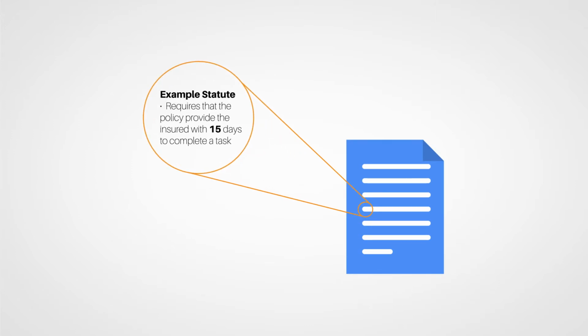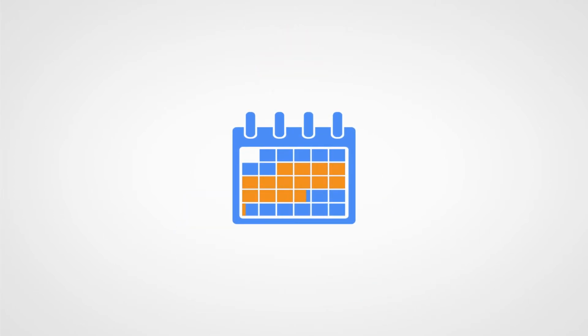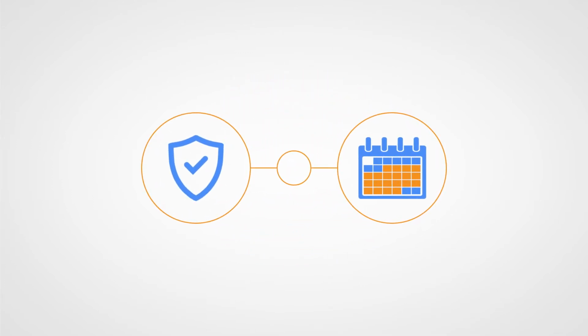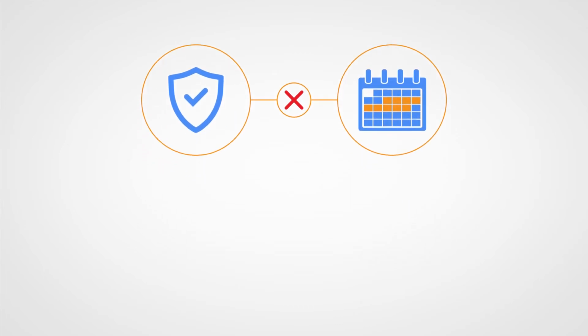These are considered minimum timeframes. For example, let's say a particular statute requires that the policy provide the insured with 15 days to complete a task, such as filing a form. The language within a particular company's policy can always be more beneficial to an insured, but never more restrictive than the law allows. For instance, they could allow a 20-day period to file a form, as that is more beneficial for the insured. So, the insurance company could not state that the form must be filled within 10 days, as this is more restrictive than the law allows.